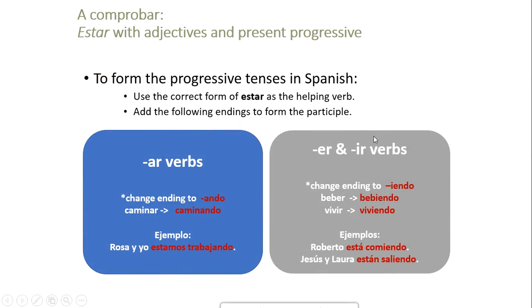Okay, now the form that's called a gerund or a present participle. It's got a couple different names. For AR verbs, we're going to drop the AR, the last two letters, and then we're going to add ando. Por ejemplo, caminar. Se quitan la AR, se añaden ando, caminando. Por ejemplo, Rosa y yo estamos trabajando.